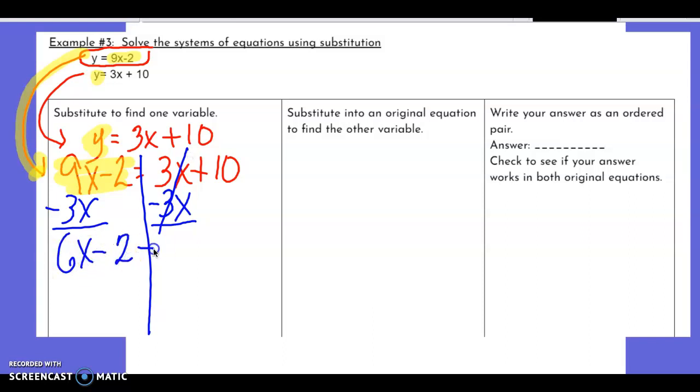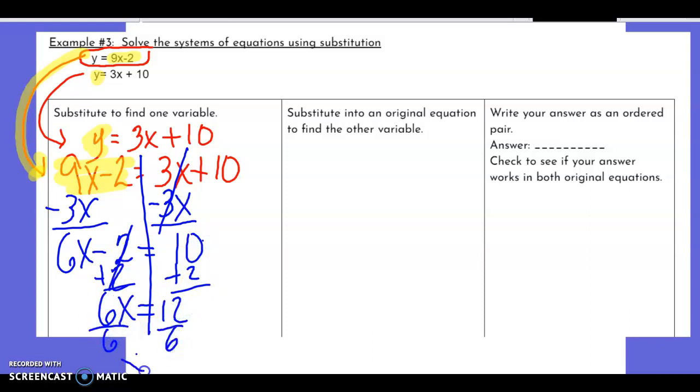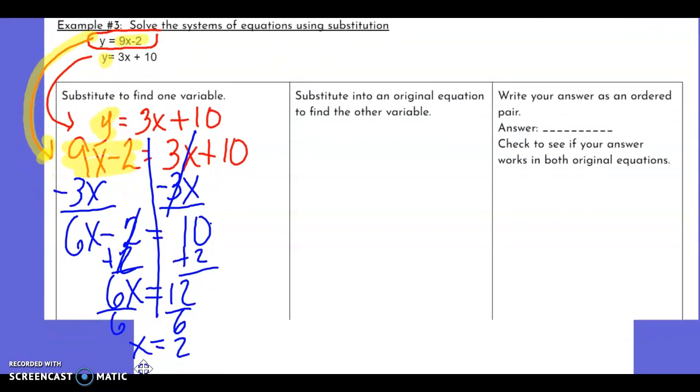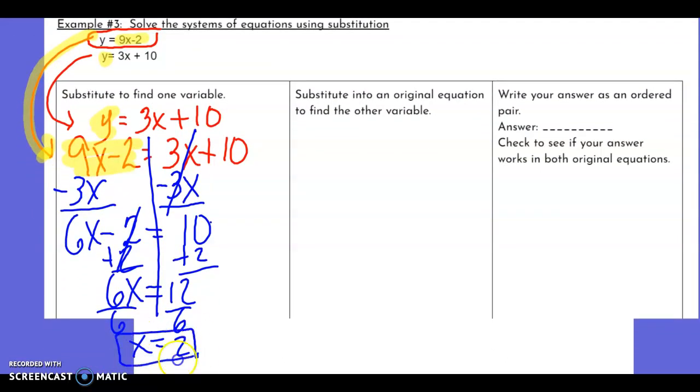So I have 6x minus 2 equals 10. I'm then going to add 2 to both sides. These are gone. I have 6x equals 12. Lastly, I'm going to divide by 6, and I get x equals 2. So now I know my x-coordinate of my ordered pair is 2. I'm going to take that value of 2, and I'm going to put it into either equation, it doesn't matter, in place of the x.